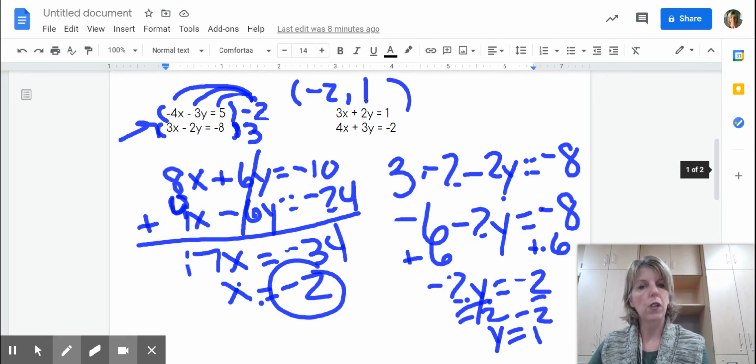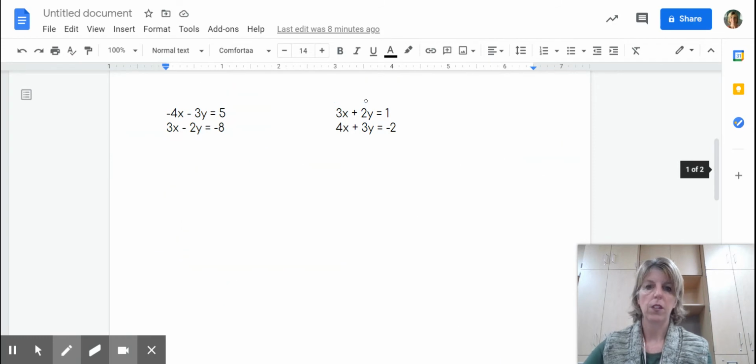So it's just like what we were doing last time, only now finding those opposite values is not going to be quite so easy. It's going to be a little more challenging. All right, let's look at another one. Look at the next set: 3x plus 2y equals 1 and 4x plus 3y equals -2. If I just add them, a variable isn't going to go away. If I subtract, just multiply everything by -1, it's not going to create that opposite value. So I have to multiply both lines to kind of force that.